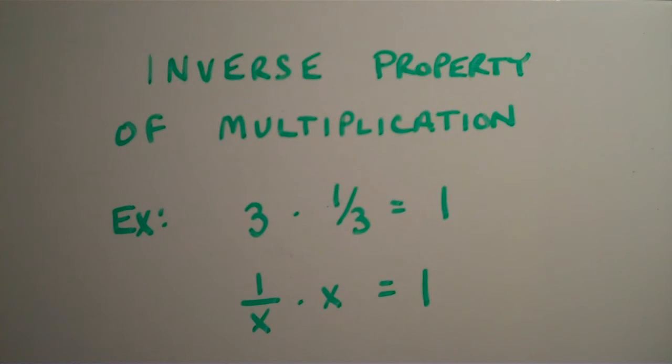Next is the inverse property of multiplication, or the multiplicative inverse. As we look at this property, what we are looking for is 2 numbers that multiply together to equal 1. In the first example, 3 times 1/3 equals 1. You will notice the second number is basically the reciprocal. In the second example, 1 over x times x also gives us 1. Again, the first and the second numbers are reciprocals of each other. This is the inverse property of multiplication.